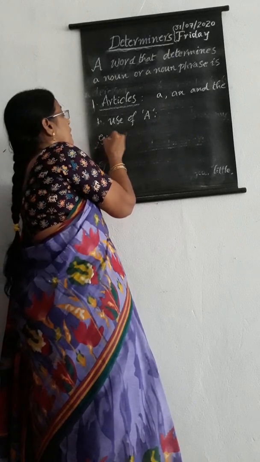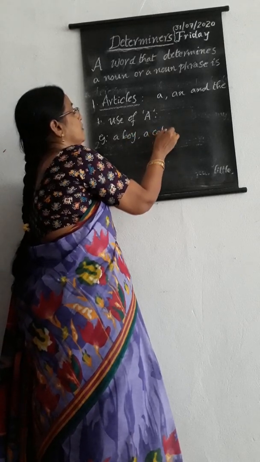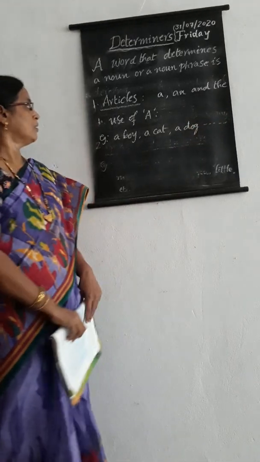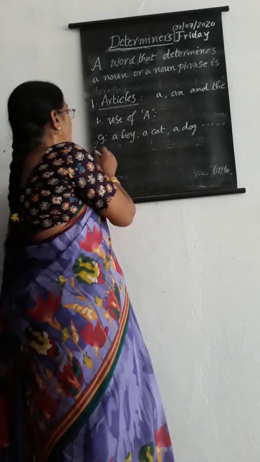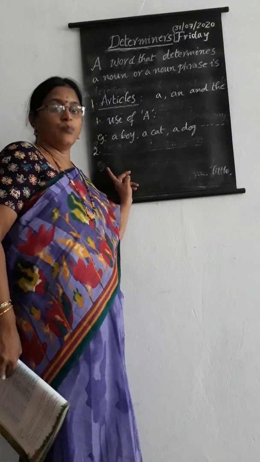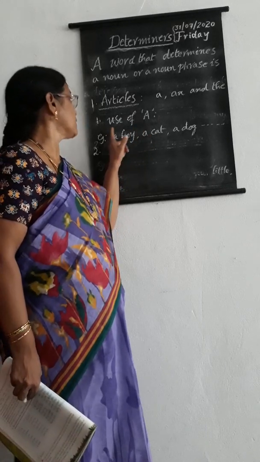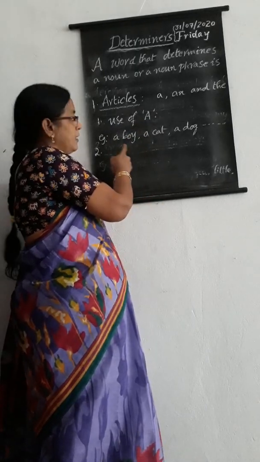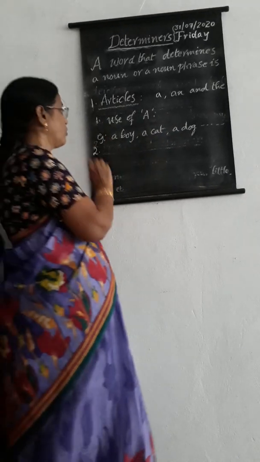For example, a boy, a cat, a dog. Before consonants, we use the indefinite article A. Point number 2. You should remember these 3 points before using the indefinite article A. First of all, before consonants, you have to use the indefinite article A: a boy, a cat, a dog, a gate, a house, like that.